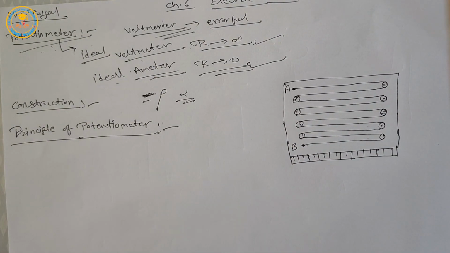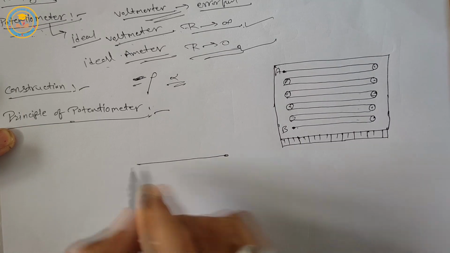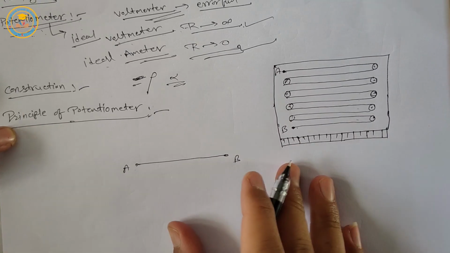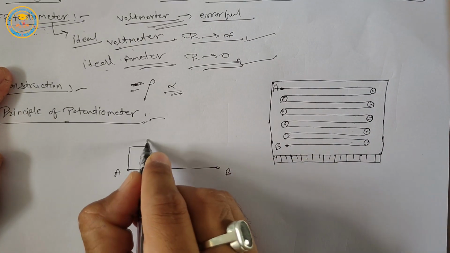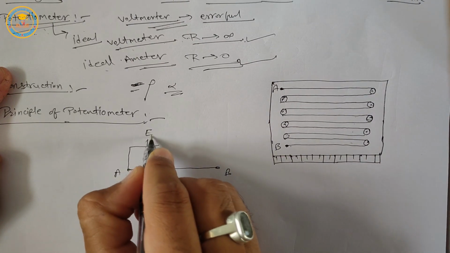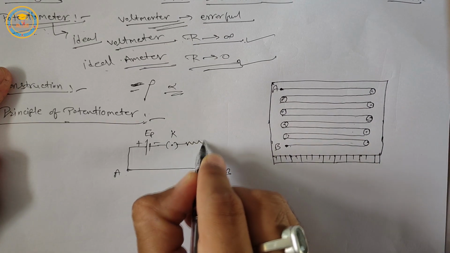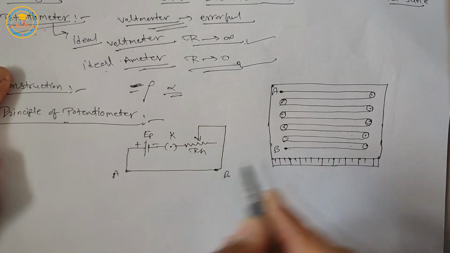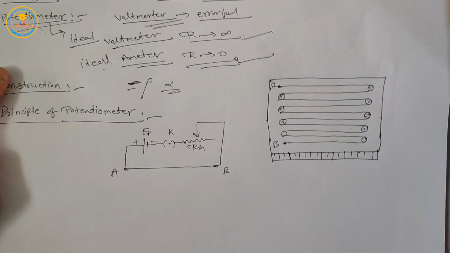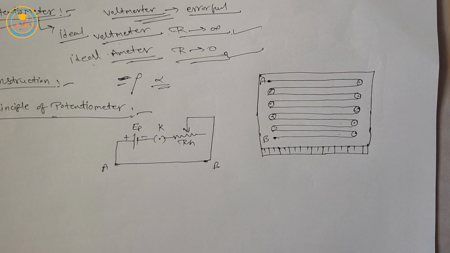Firstly we draw the circuit diagram of the potentiometer. This is the wire of the potentiometer, and in series a cell of EMF EP, with plus and minus, a key K, and a rheostat RH are connected in series between points A and B. This circuit is called the primary circuit.